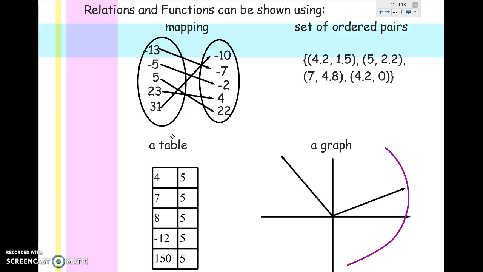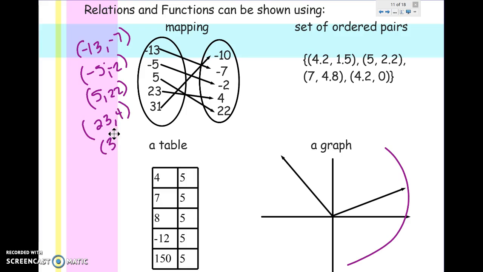Basically a mapping diagram orders them from least to greatest, your x's and your y's, and then it matches up your ordered pairs. So for example, here I know negative 13 goes with negative 7, so this was an ordered pair before I put it in a mapping diagram. Negative 5 goes with negative 2, so this is also an ordered pair. 5 goes with 22, another ordered pair. 23 with 4. And 31 with negative 10. So this one is a function because it doesn't have any repeating x's.